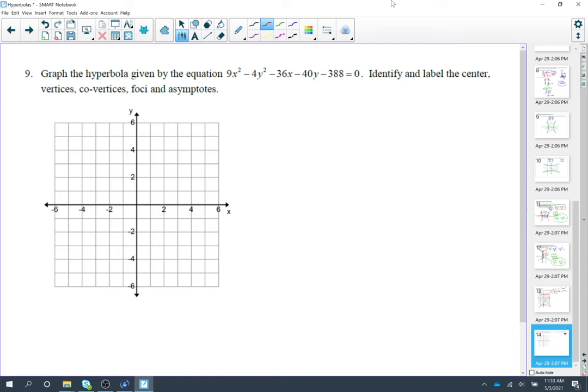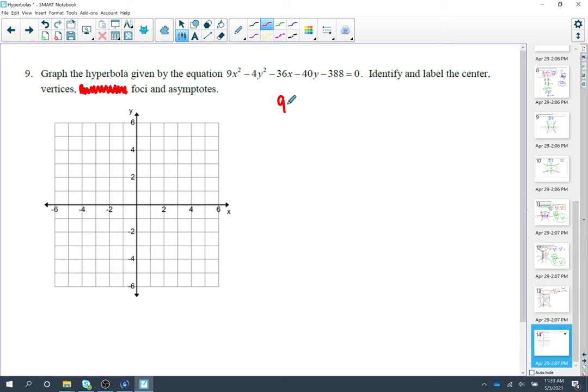Example 9. Graph the hyperbola given by the equation, then identify and label the center, the vertices, the co-vertices, the foci, and the asymptotes. Now, first of all, cross out co-vertices because a hyperbola does not have them, and that was probably a typo from when we did ellipses. Now, if we want to graph this hyperbola, the first issue I see is this is not in standard form. So just like with ellipses and circles, we're going to start rearranging and complete the square.